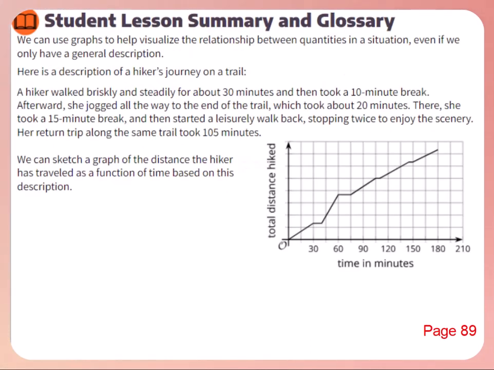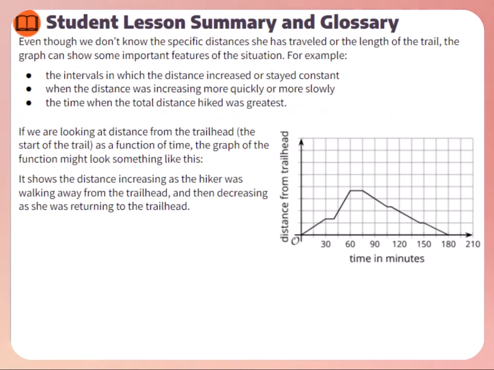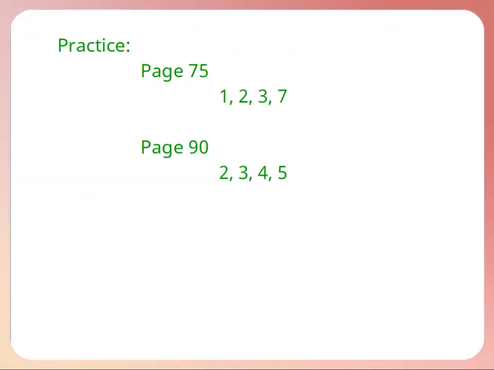All right, go to your glossary and summary on page 89. Go through the glossary and the summary for both lessons. Make sure you're reading through that, highlighting. I'm going to be doing a workbook check probably on Friday. Go through the summary and glossary, take notes, complete both cool downs, and complete the practice problems on page 75, 1, 2, 3, and 7, and on page 90, 2, 3, 4, and 5.